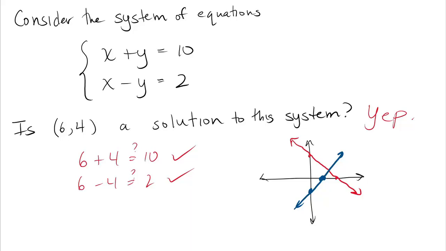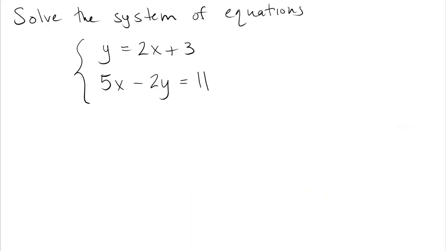So it's pretty straightforward to check to see if an ordered pair is a solution to a system of two equations with two unknowns. But how do you find the solution? Like in this example, we're just told solve the system of equations y equals 2x plus 3 and 5x minus 2y equals 11. Geometrically, we could solve this by graphing these two lines and seeing if they intersect. If they intersect at one point, that one point is the solution. If these two lines are parallel, then there's no solution. And if these two equations happen to be the same line, then there are infinitely many solutions.